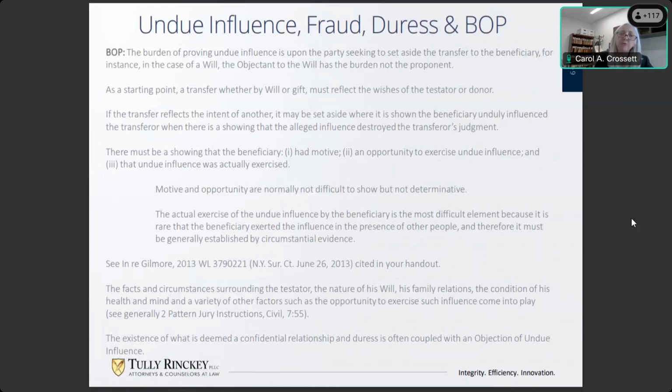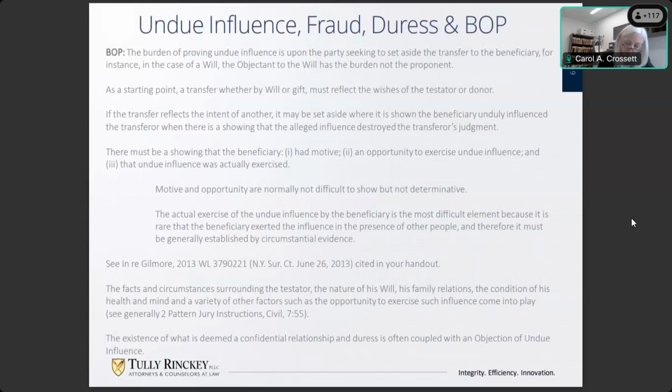When there's undue influence really being practiced, oftentimes the decedent was placed into isolation from his family members, his friends, and so forth. And there's other variables that come into play. Undue influence is not exercised in front of people, but it requires a lot of digging. And again, I cited to In re Gilmore, which stands for the proposition for the standard of showing undue influence, what you need to prove.